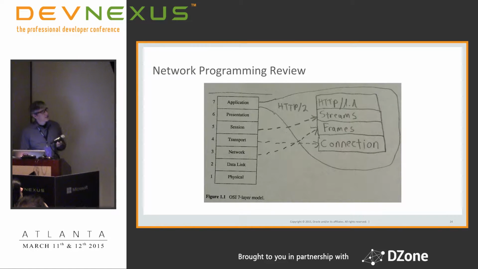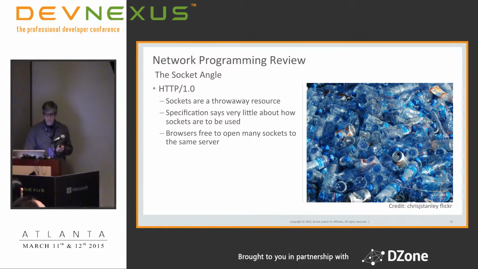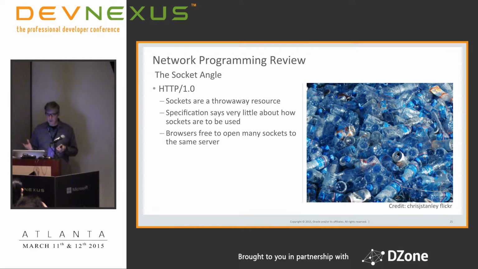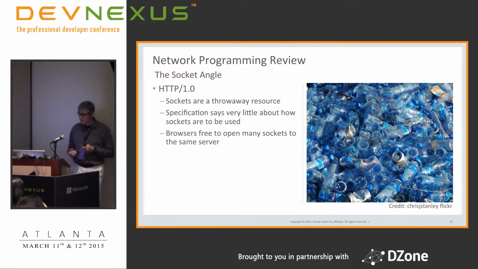Now that I've established the foundation of network protocol here and the precedent for standing on the shoulders of others, let's take a look at the socket angle again. So in HTTP 1.1, sockets are kind of seen as a throwaway resource. The HTTP 1.1 spec says nothing about how sockets are to be used. Browsers are free to open as many sockets to the server as they like. This rule about how many parallel sockets may be opened is really a gentleman's agreement.